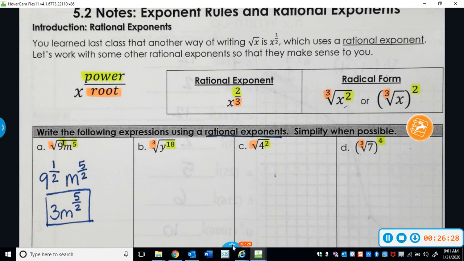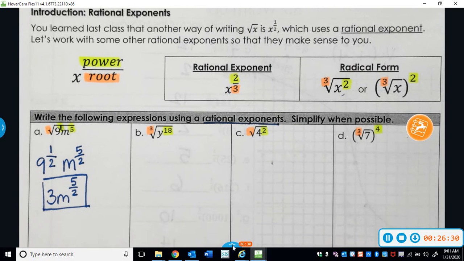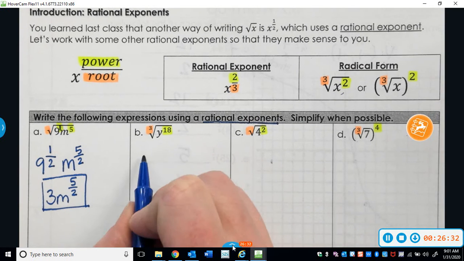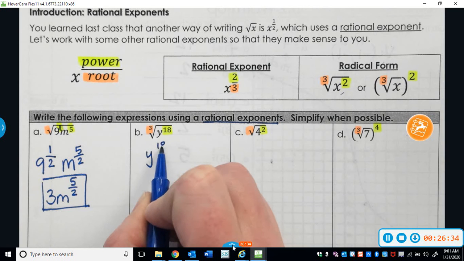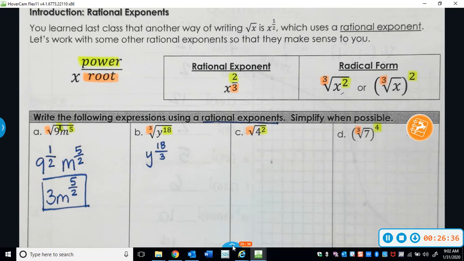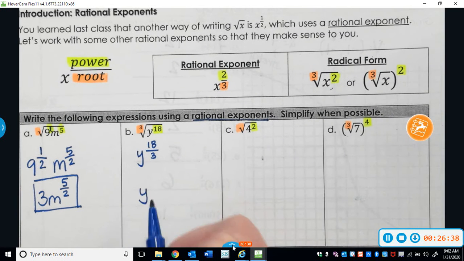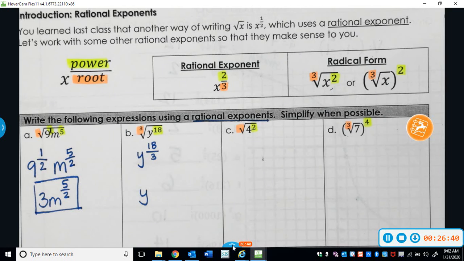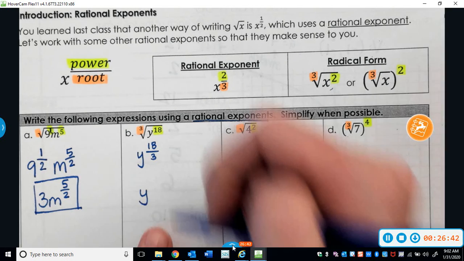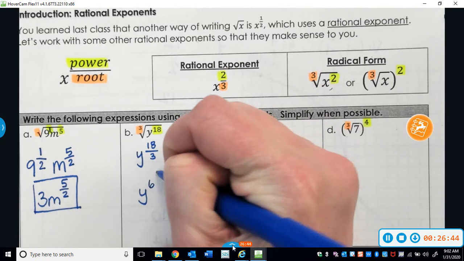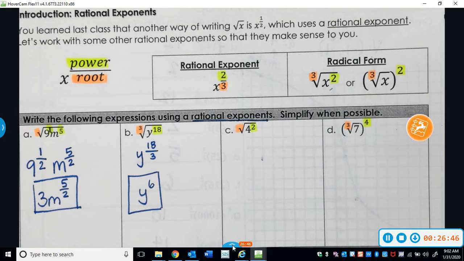All right, so from walking around, I saw lots of correct answers, and I got some similar questions. So I saw a lot of people that were able to do y to the 18 over 3, so power over root. How come that's not the final answer? What would the final answer be? Yeah, so you can simplify this, and it'll become an exponent of 6. Questions about that one?